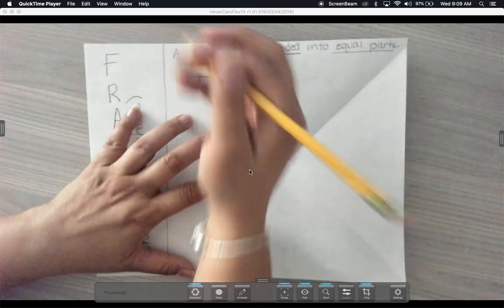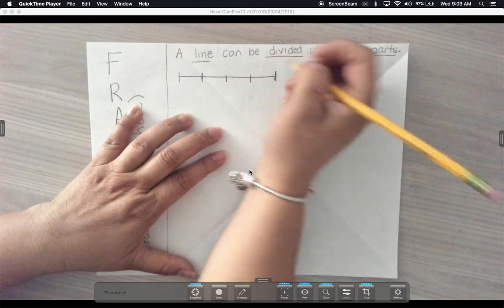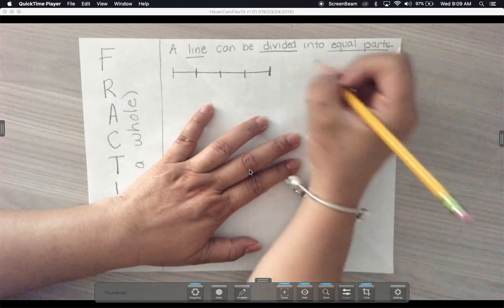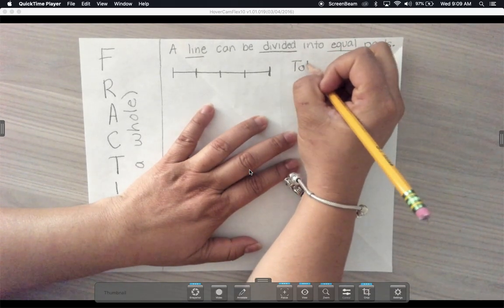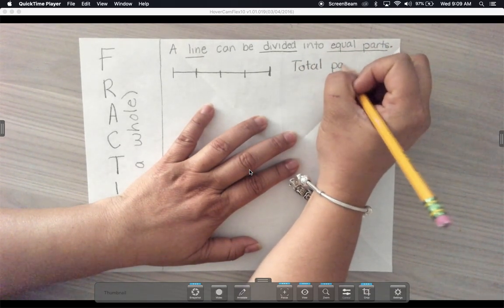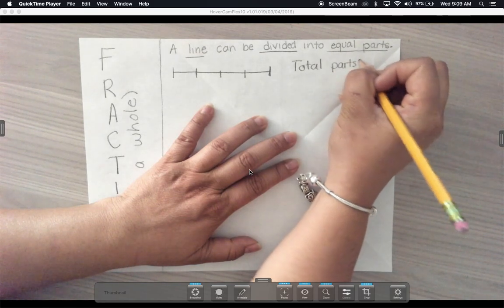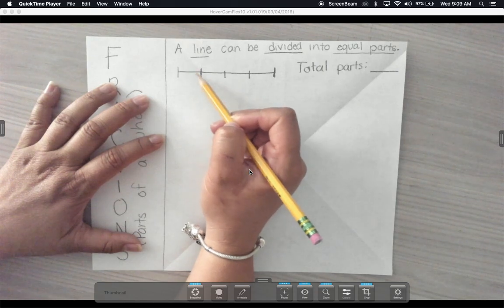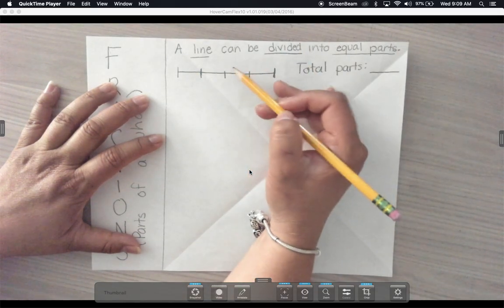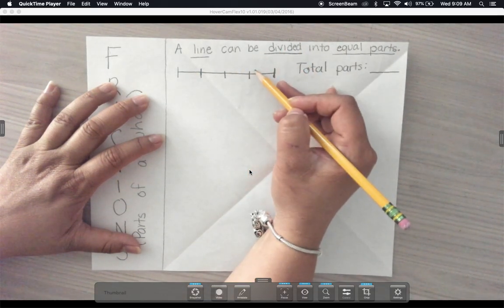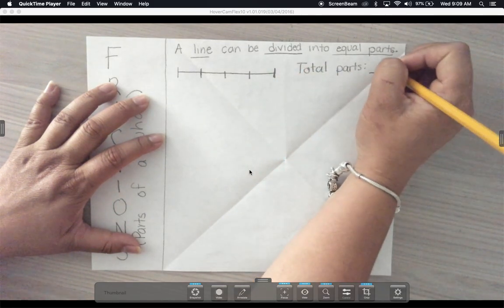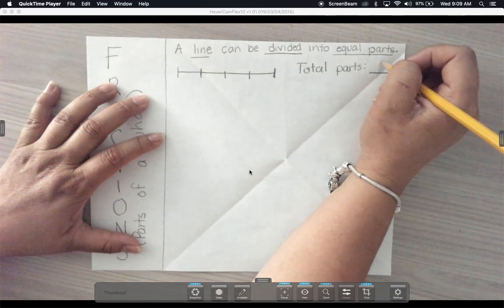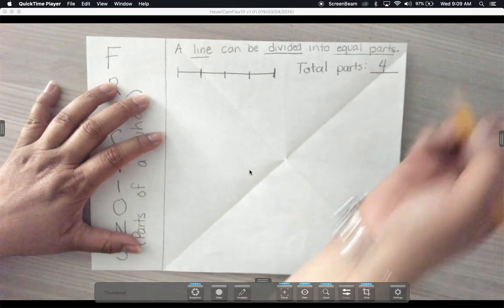Now we've divided our line into equal parts. Let's talk about how many total parts do I have? Well, I have one part here, two parts here, three parts here, and four parts here. So I have a total number of parts, 4.